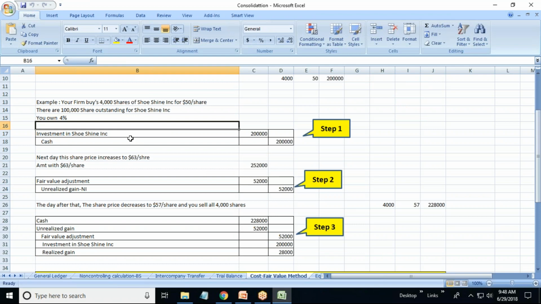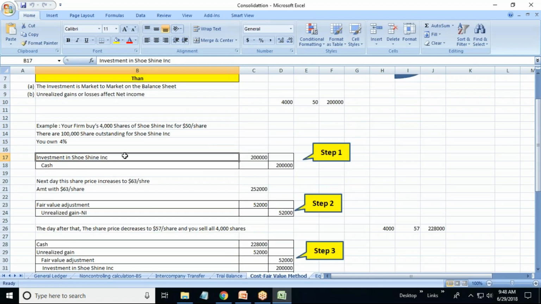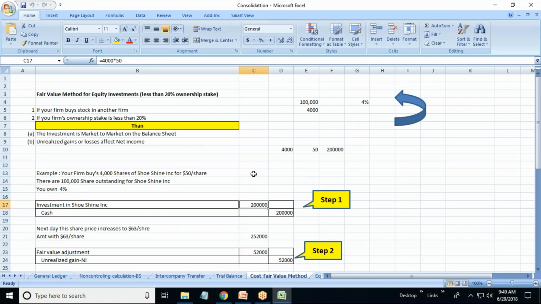Now for your investment in Shoeshine, first of all, you need to record the journal entry. The investment in Shoeshine Inc.: we multiply 4,000 by 50, and it becomes 200,000. So in step one, we record the investment, and of course we paid cash for it, so we credit the cash.